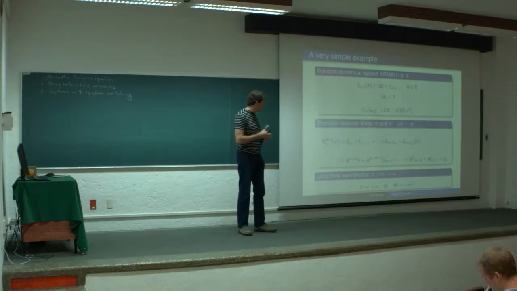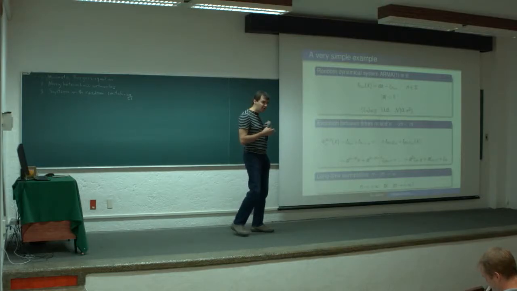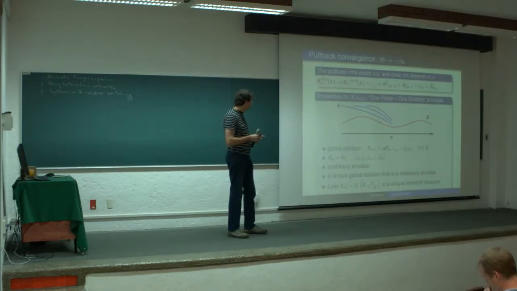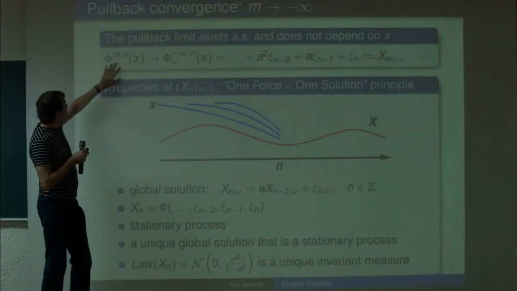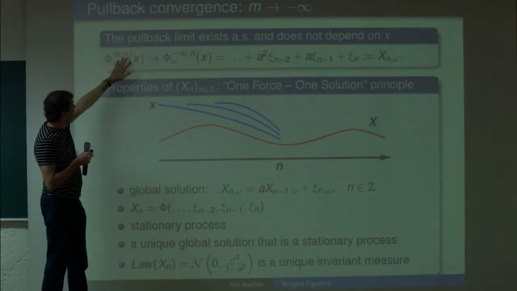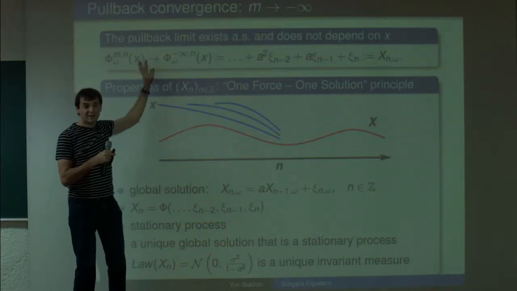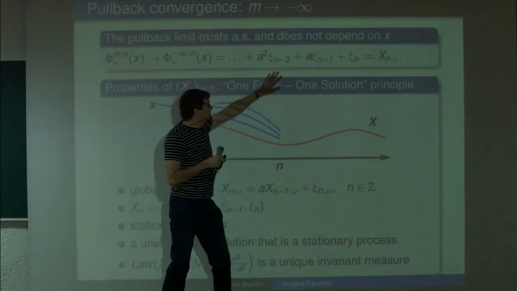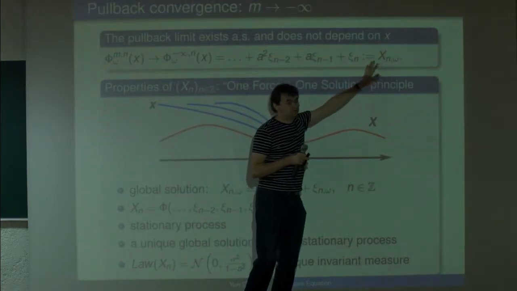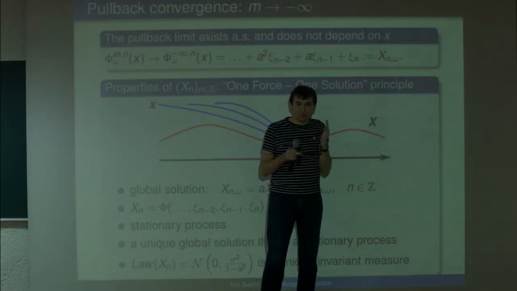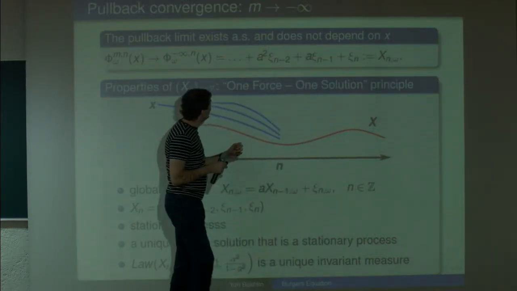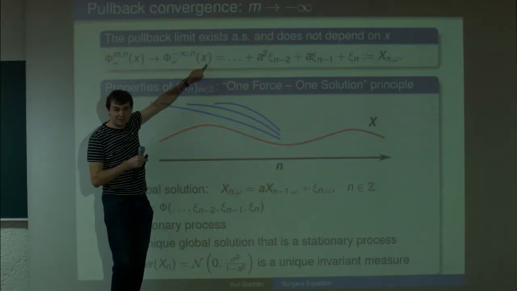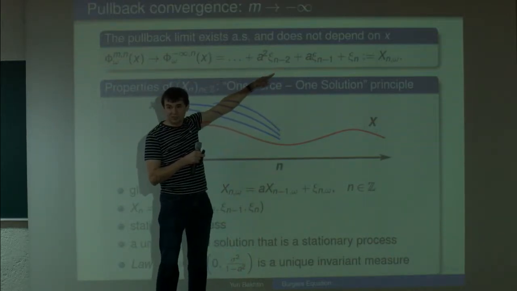And the result is that this pullback procedure, right? It's pullback because we are starting at more and more distant times back in the past. So the result of this is that this evolution operator from time m to time n converges to this operator from time minus infinity to time n. And the result is given just by this series. So it's a random variable that has index n, because the present time is n. Notice that it doesn't depend on x. So x is here, but the result of this procedure doesn't depend on x at all.